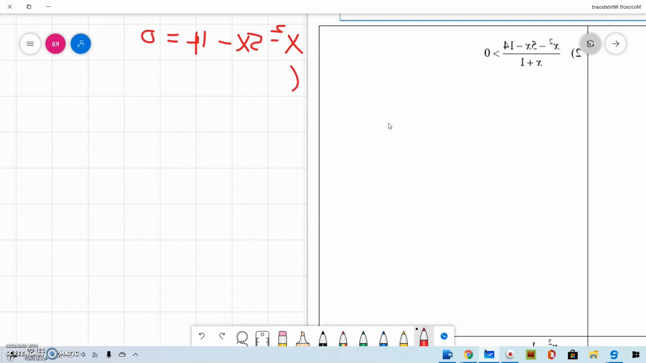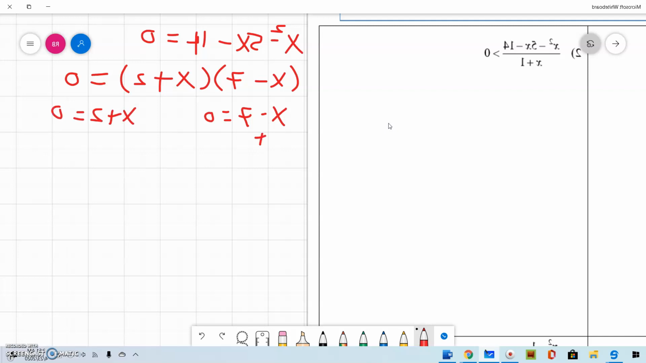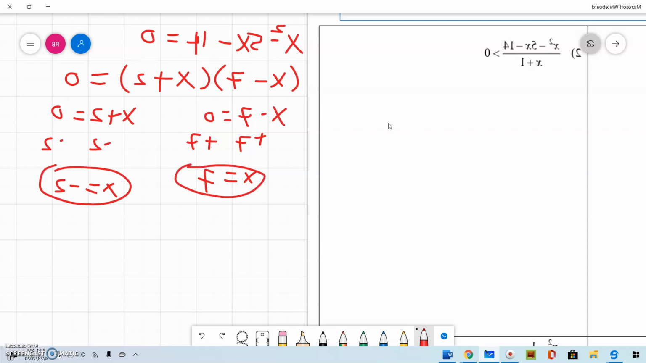It's two numbers that multiply to negative 14 but add to negative 5. So it's this: x minus 7 has to equal 0, and x plus 2 has to equal 0. So then x is equal to 7, and x is equal to negative 2. So there are my two answers from the first one.